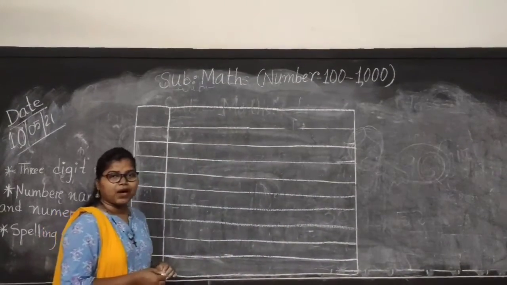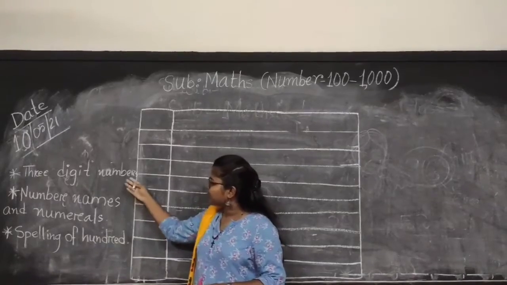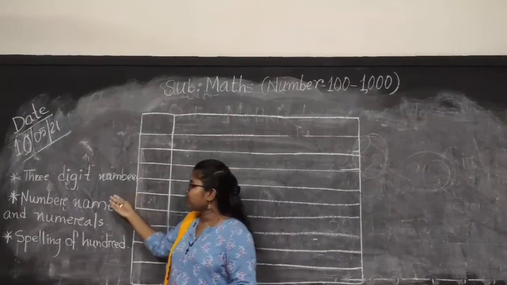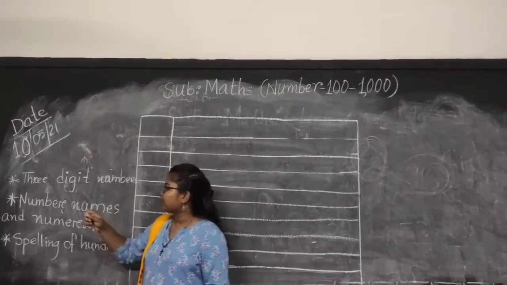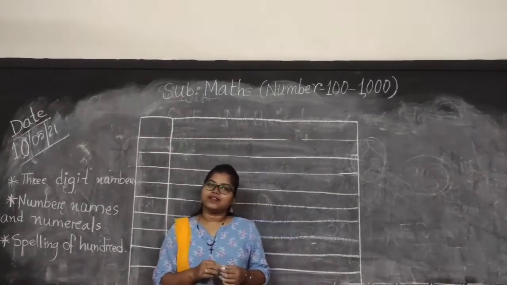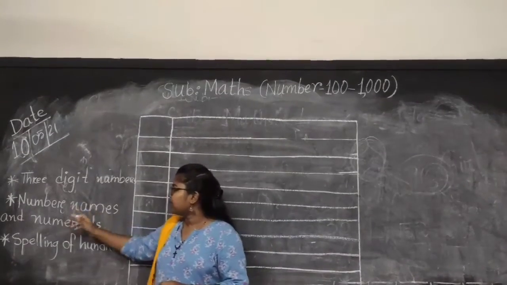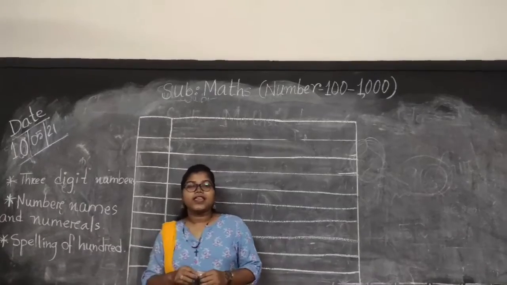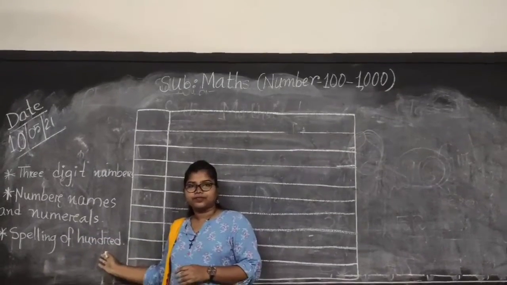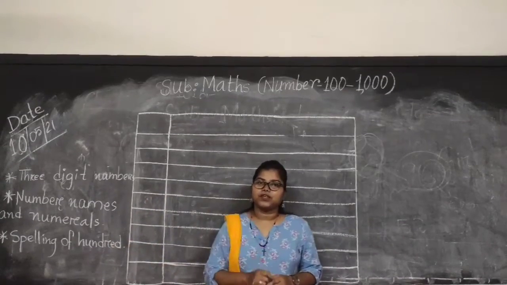Today, we will discuss numbers from 100 to 1000. Here you can see, I have written 3 points. Before starting this chapter, you have to keep these 3 points in your mind. Number one is 3 digit numbers. Today what we will discuss is all about 3 digit numbers. Next is number names and numerals. And the third point is spelling of 100. These 3 things you have to keep in your mind.